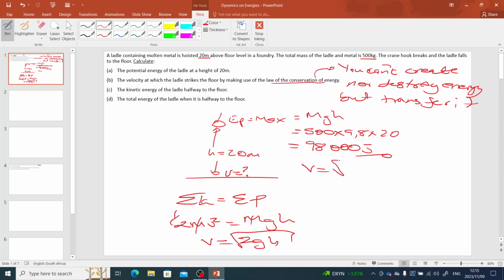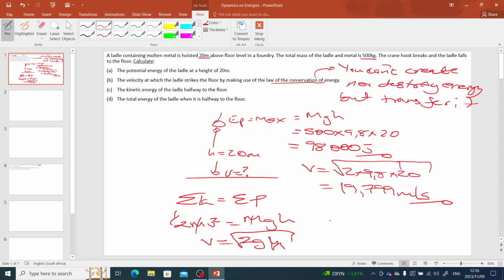V equals the square root of 2 times 9,8 multiplied by 20. Then our answer would be 19,799 meters per second. Because they said calculate the velocity at which the ladle strikes the floor by making use of the law of conservation of energy, this would be the way to go in determining that.